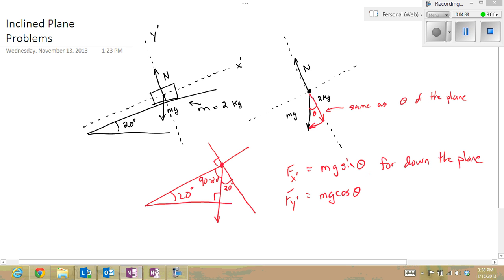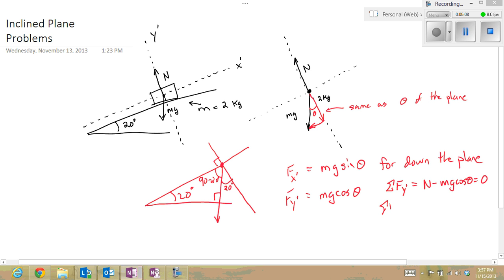So now I can apply Newton's second law to both of those directions. Newton's second law for the sum of the forces in the y prime direction is going to equal, well, I have two forces. I have my normal force and my mg cosine theta pointed in the y direction, so I can represent them as N minus mg cosine theta equals 0.